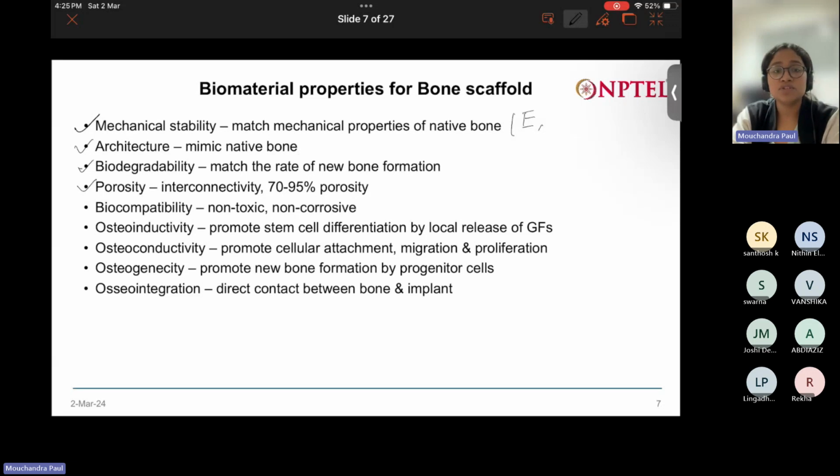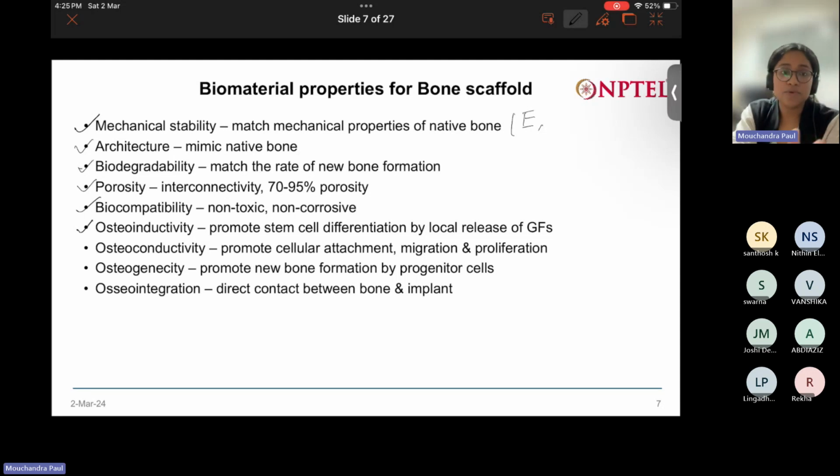And the pores should be interconnected in nature so that the cells, the fluid, the blood vessels, all of these can form in a continuous manner, and the flow of nutrients and cells can happen continuously from one end to the other. So there should be interconnectivity between the pores. The desired porosity range is around 70 to 95%. And of course, the biomaterial should be biocompatible, meaning it should not cause any harm to the host.